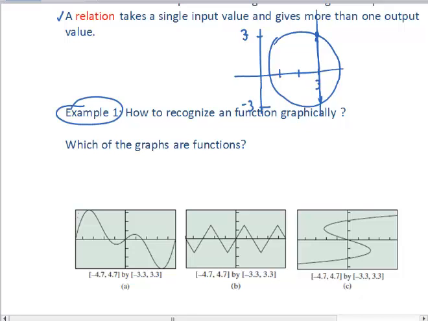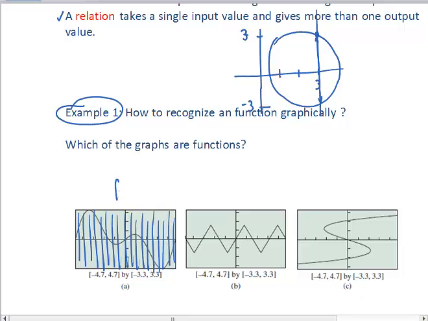And if you do a vertical line test for any function that you're looking at, if it only crosses a function once, you would have to say that this would classify as a function. This one as well, because there's no crossing of the function twice by a vertical line. So this is a function.